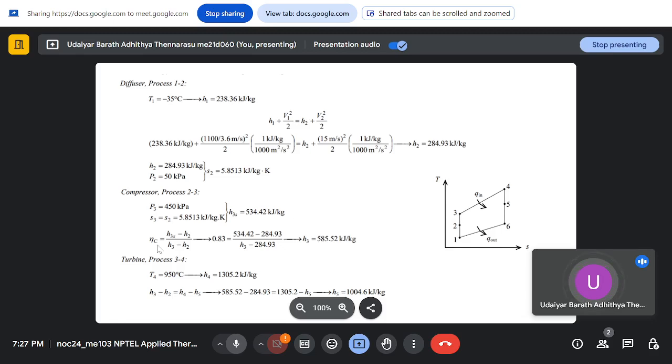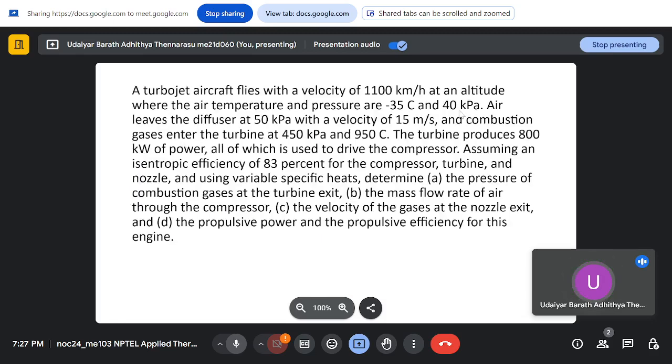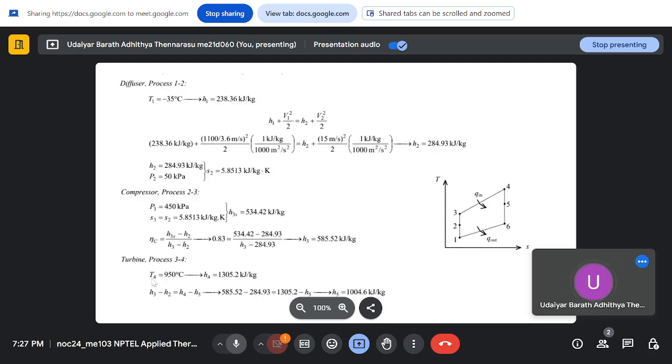Also I know the inlet to the turbine, which is 450 kilopascal and 950 degrees Celsius. Correspondingly that enthalpy is 1305.2 kilojoule per kg. With this, substituting the values in H3 minus H2 equals H4 minus H5, we can find the enthalpy at the exit of the turbine, which comes out to be 1004.6 kilojoule per kg.